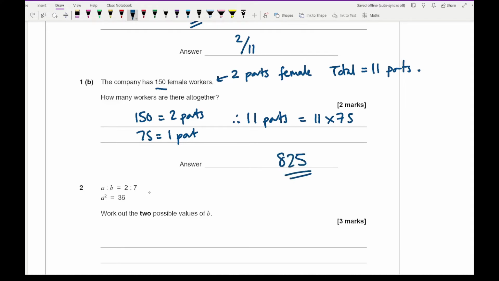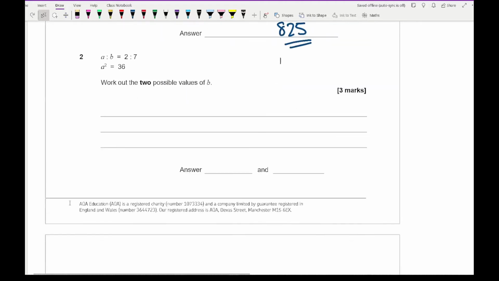825. For question 2, it says that a to b is equal to 2 to 7 and a squared equals 36. Work out the two possible values of b. So looking at this second bit of information, we know that a squared equals 36. So therefore a equals positive 6 or minus 6.